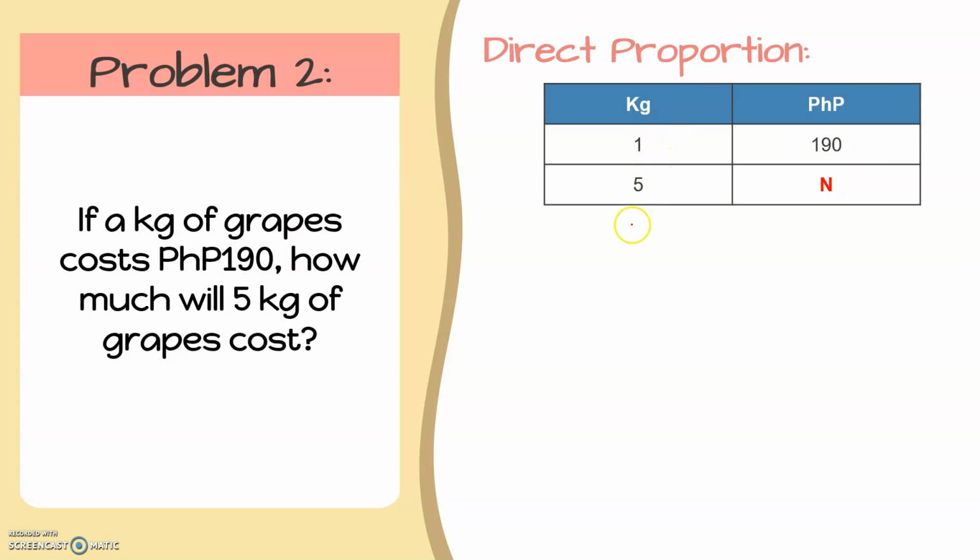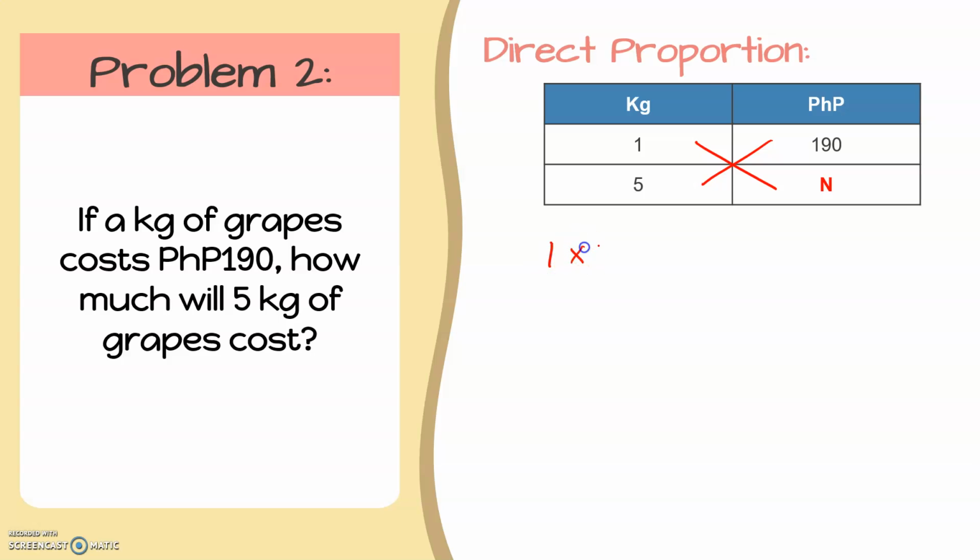Now, if we will buy more kilograms of grapes, of course, we will expect that the price of 5 kilograms of grapes will be more than the price of 1 kilogram of grapes. So there is an increase in kilograms, therefore there will also be an increase in its price. That's why it is a direct proportion. For us to answer a problem which deals with direct proportion, we will do cross multiplication.